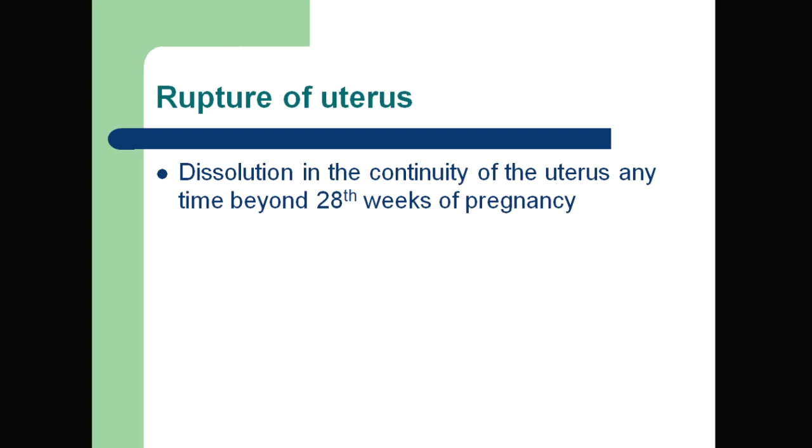Next, obstetric emergencies: rupture of uterus. Dissolution in the continuity of the uterus any time beyond 28 weeks. That means after 28 weeks, if there is a breakdown in the uterine continuity, we call it a rupture of uterus. Then you may ask, what is it before 28 weeks? Before 28 weeks, if there is any dissolution in the continuity, we call it a perforation.